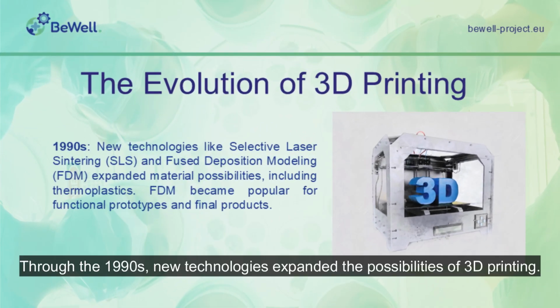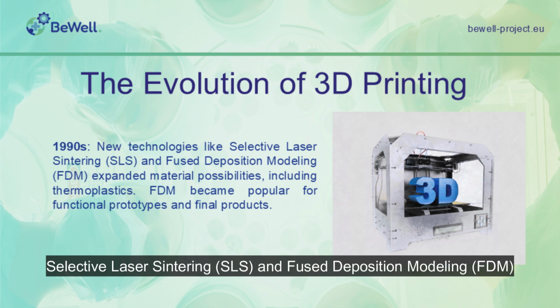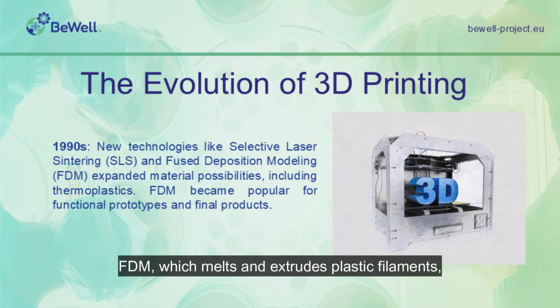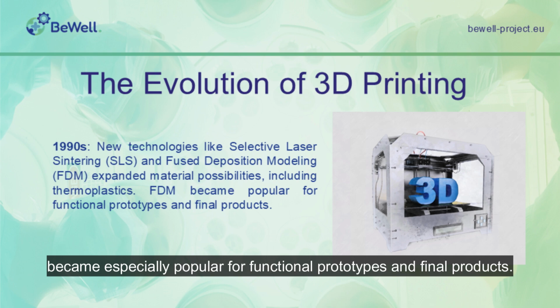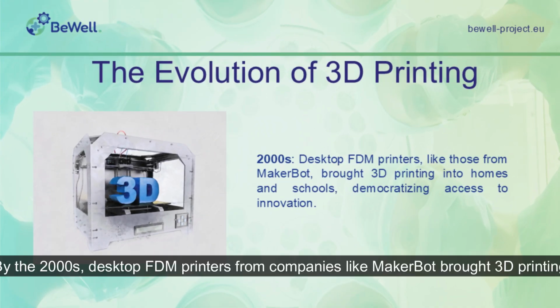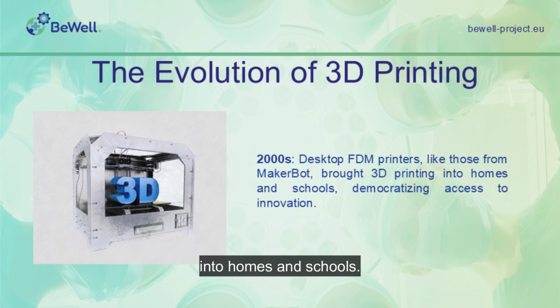Through the 1990s, new technologies expanded the possibilities of 3D printing. Selective laser sintering, SLS, and fused deposition modeling, FDM, brought diverse materials like thermoplastics into the fold. FDM, which melts and extrudes plastic filaments, became especially popular for functional prototypes and final products. By the 2000s, desktop FDM printers from companies like MakerBot brought 3D printing into homes and schools.